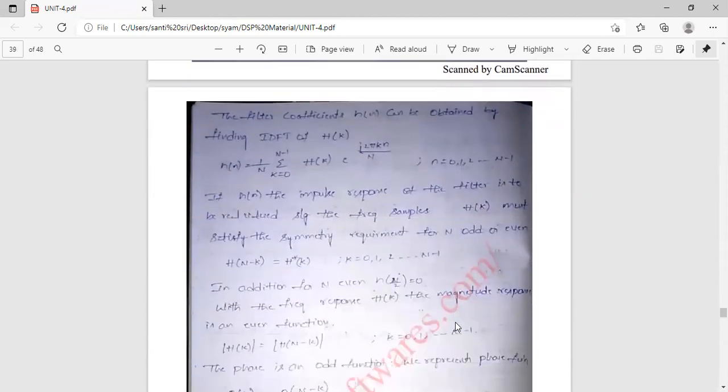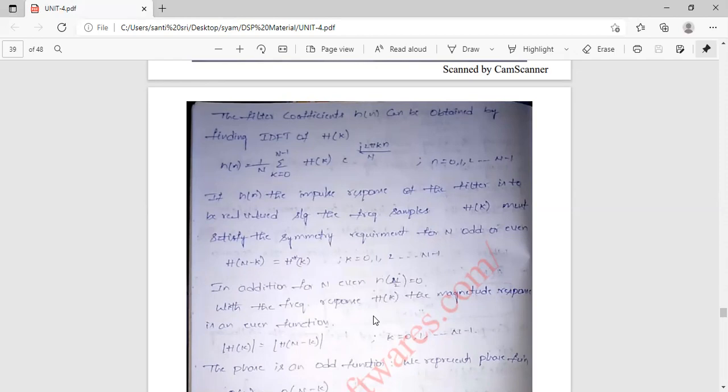Okay, so the filter coefficients h of n can be obtained by finding the inverse discrete Fourier transform of H of k. That is h of n equal to 1 by N into sum over k equal to 0 to N minus 1 of H of k into e power plus j 2 pi k n by N, where n is varying from 0 to N minus 1. If h of n, the impulse response of the filter, is to be a real valued system, the frequency samples H of k must satisfy the symmetry requirement for N odd or N even. So H of N minus k will become H star of k, where k is varying from 0 to N minus 1. In addition, for N even, H of N by 2 is equal to 0.